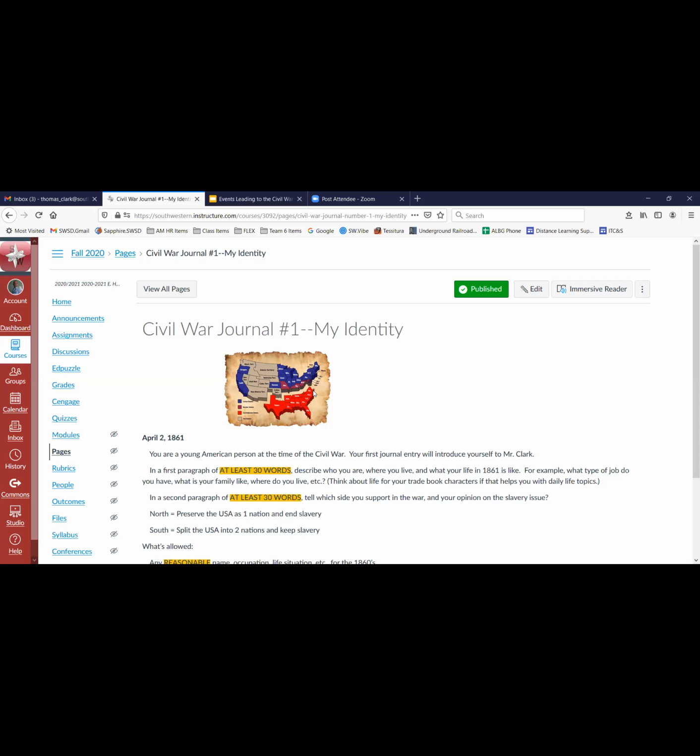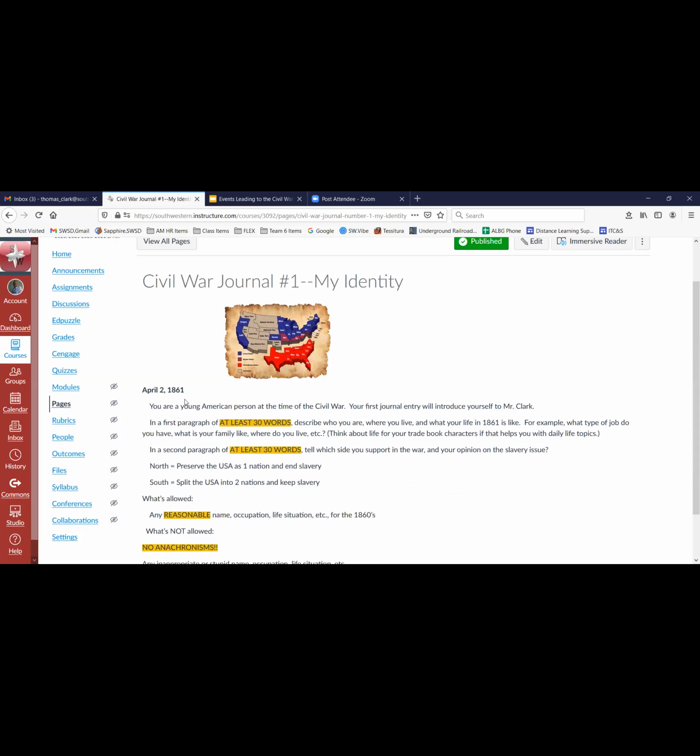Now, there's a map on here that may be somewhat helpful, even though it's kind of small. And let me show you what we're doing. We're using the date April 2nd, 1861, because this is just before the Civil War actually begins, and everybody knows it's coming. Everybody has an opinion about what is right or wrong, and everybody knows this war is about to begin. So that's where we're starting.